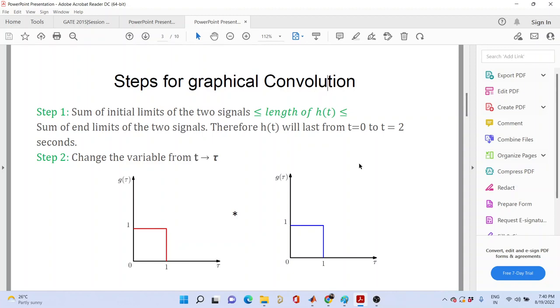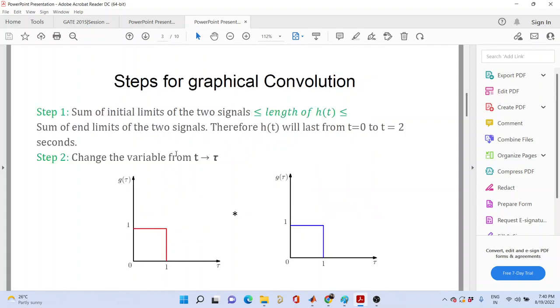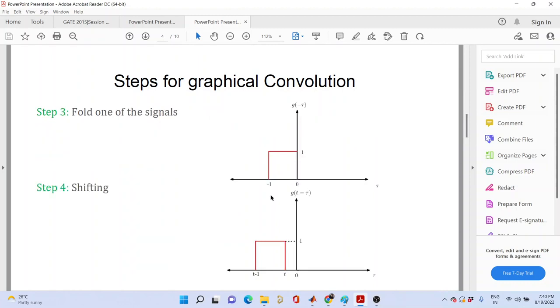Now from the expression, what have you seen? The expression says g(tau), g(t minus tau). So the variable over here is tau. So what we do in the next step is we change the variable from t to tau. You see in the curve, I have changed the variable t to tau, and these are the curves for g(tau).